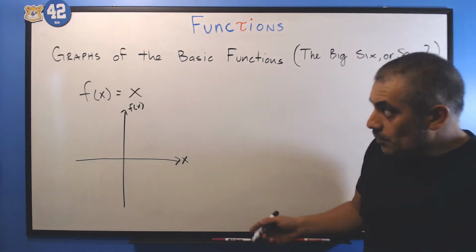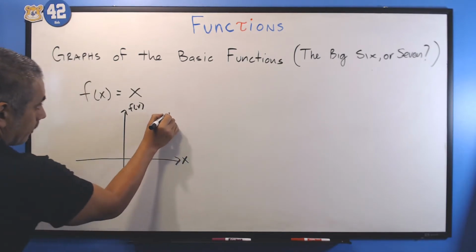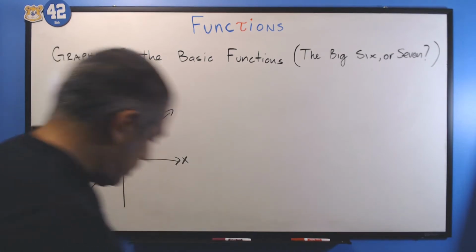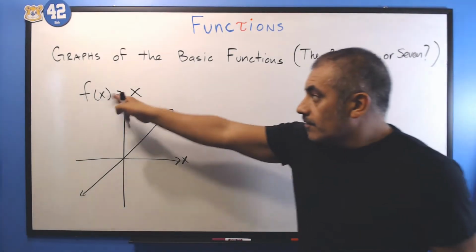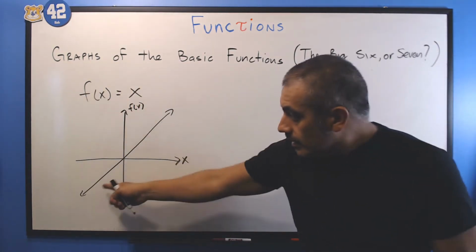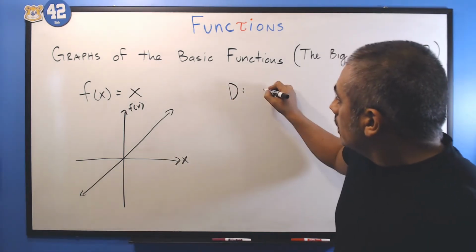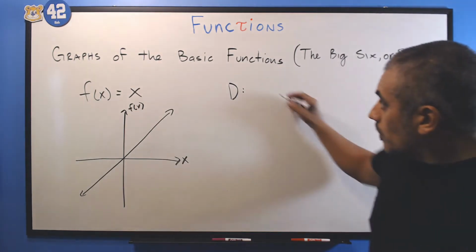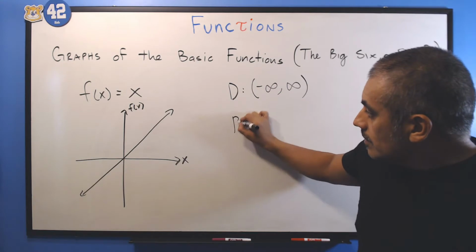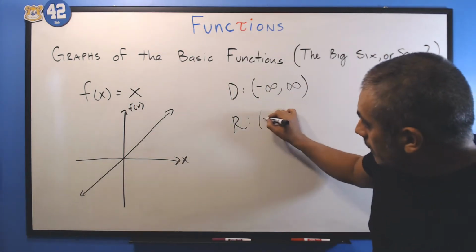And we know it's a slope of 1 with a y-intercept of 0. So we're simply going to draw a diagonal line. And from the function, we can see that whatever x equals, f of x equals, or y equals, perfectly diagonal. The domain is going to be negative infinity all the way to positive infinity. And the range is also going to be from negative infinity all the way to positive infinity.